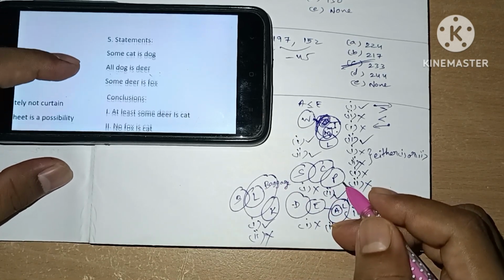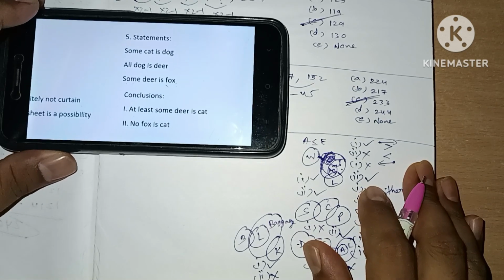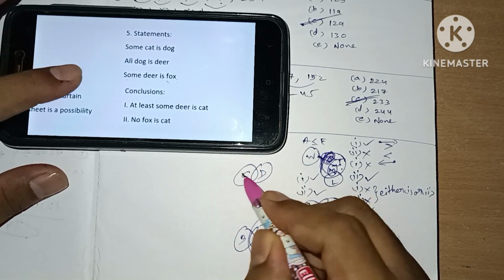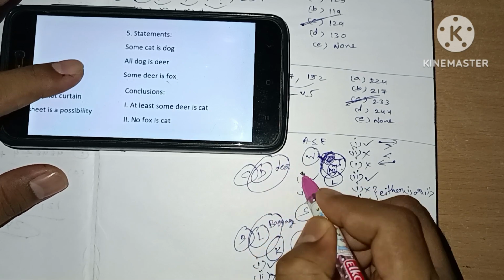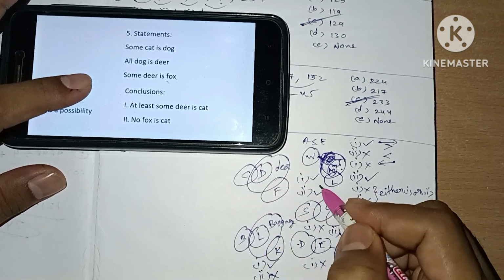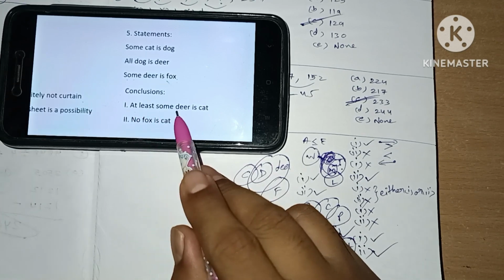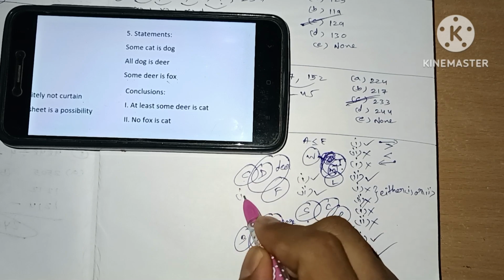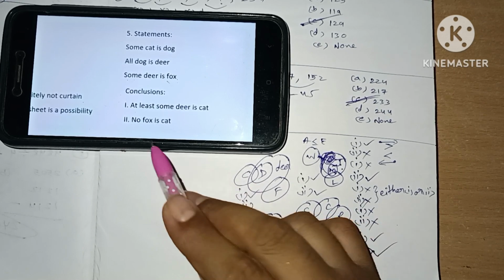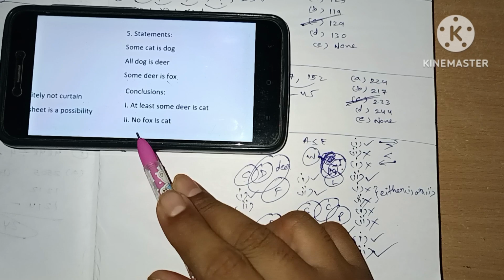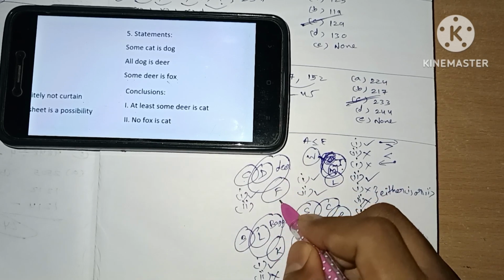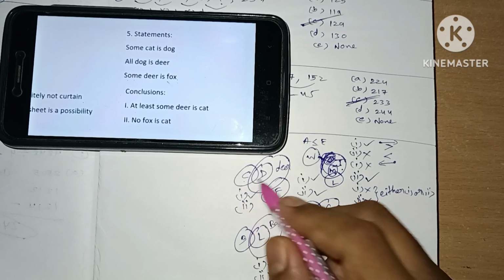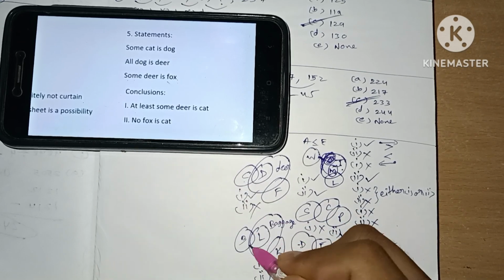Now we are going to see fifth question. Some cat is dog. All dog is deer. Some deer is fox. Let's see conclusions. At least some deer is cat, means some deer is cat. Some part of deer is sharing with cat, as it is true. Next, second conclusion, no fox is cat. So we check whether some fox can be cat or not. Some part of fox is sharing with cat. As it is possible, some case possible means no case fails. So second conclusion will be false.